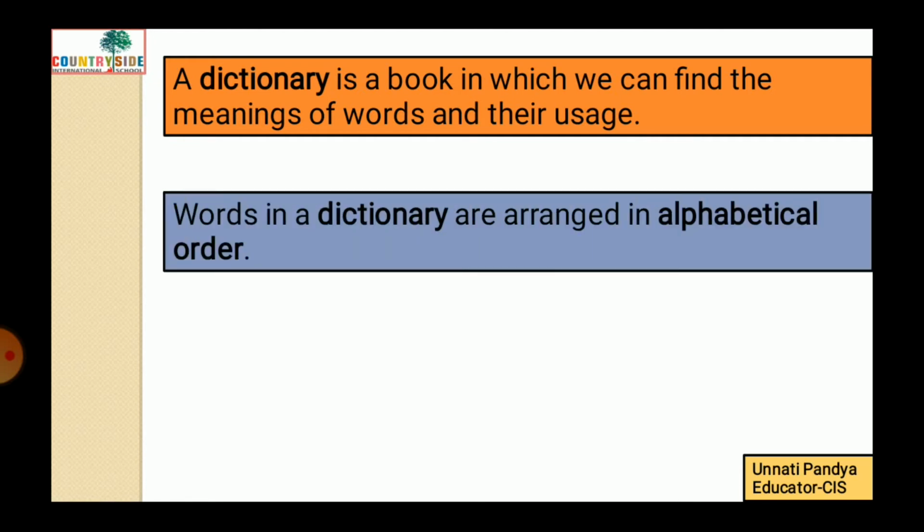Words in a dictionary are arranged in alphabetical order, which goes like A, B, C, D, E, F, G. So, if you want to find the meaning of a word which starts from C, you should know that it will come obviously after the words starting from alphabet B. So that is what is meant by alphabetical order, which means words starting with A will come first, whereas words starting with B will come after the word starting with A.